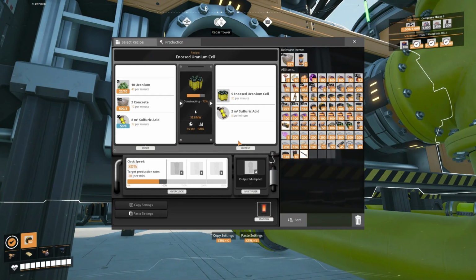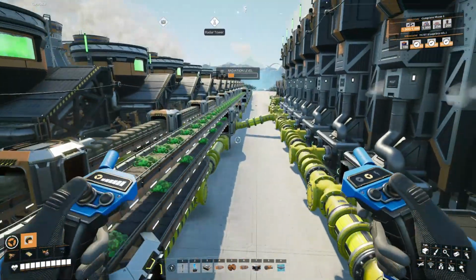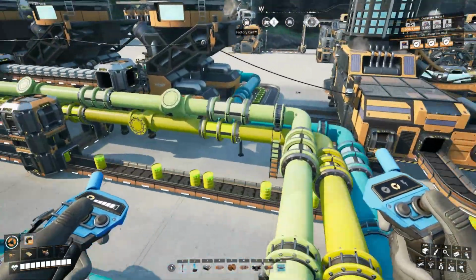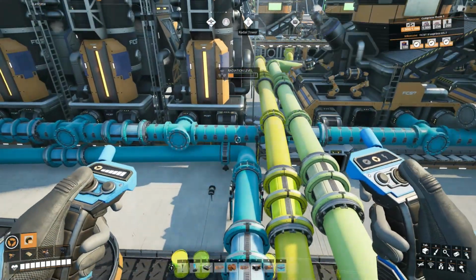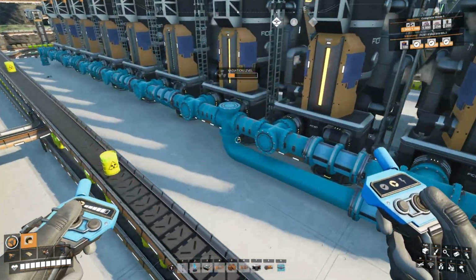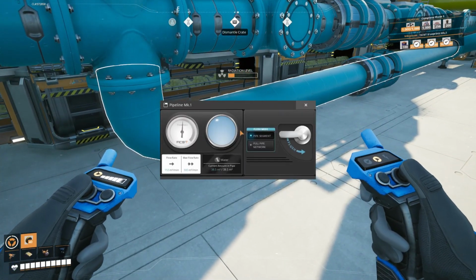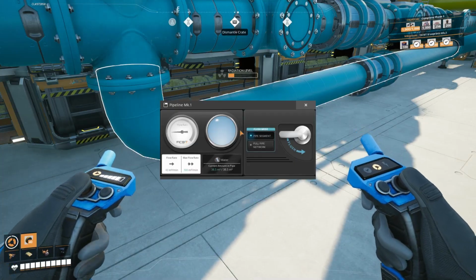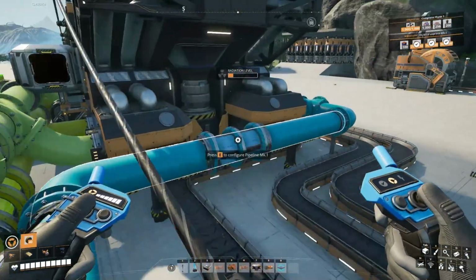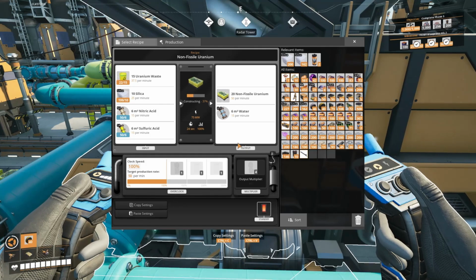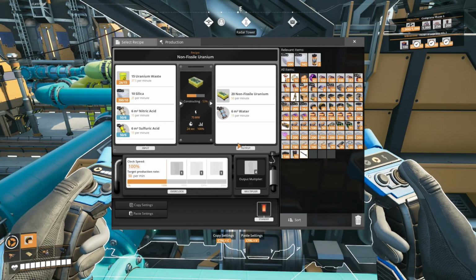Encased uranium cell has a recycle rate of 25%, which is an easier loop. You can see here where we use the bottom tap to recycle the wastewater. Non-Fissile Uranium has a max recycle rate of 50%.